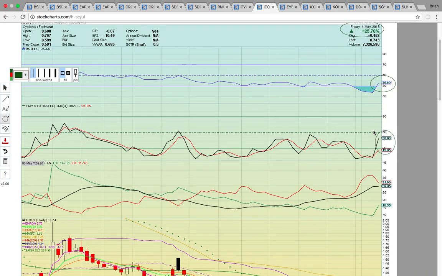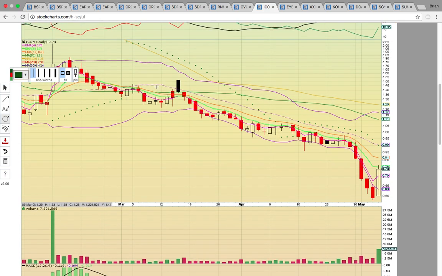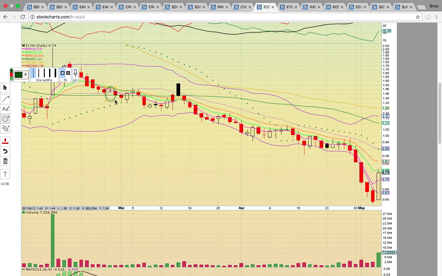RSI is above 30, Fasto is above 20. I mean, it's in a very bearish downtrend. The downtrend started back here when the middle Bollinger Band broke back in February, the 28th, on this red candle. It tried to get above it here in March and failed. The middle Bollinger Band is the dotted purple line. Notice it's just been in a multi-week downtrend.